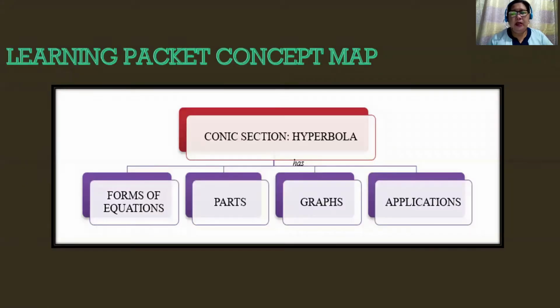This is the Learning Pocket Concept Map. And we are going to tackle the different forms of equations of the hyperbola, the parts, graphs, and applications of hyperbola. Let us have hyperbola as conic section.